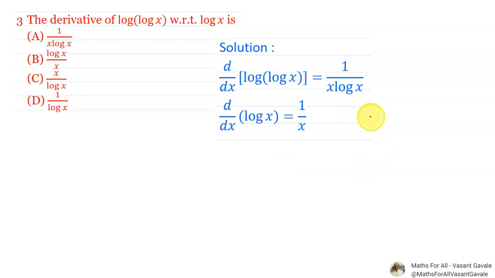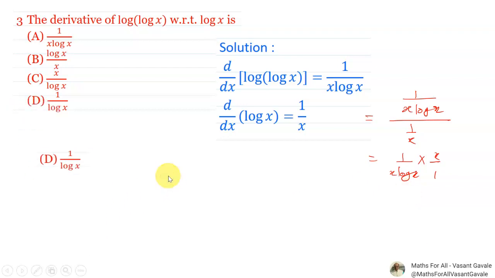देअरफॉर यू विल गेट हिअर रिक्वायर्ड डेरिव्हेटिव्ह. रिक्वायर्ड डेरिव्हेटिव्ह म्हणजे काय? तर 1 अपॉन x टाइम्स दिस log of x and this whole divided by 1 upon x. Okay, then you will get here x times log x. हा मल्टिप्लाइड आणि रेसिप्रोकल होणार. This x get cancelled and overall you will get here 1 upon log x. That is, option D is the correct one.